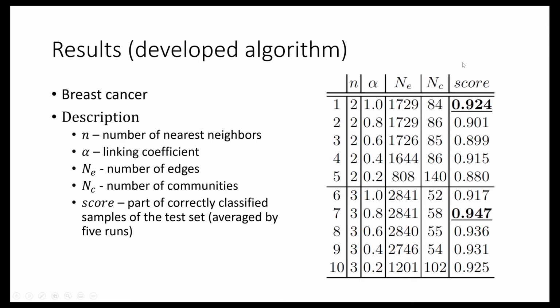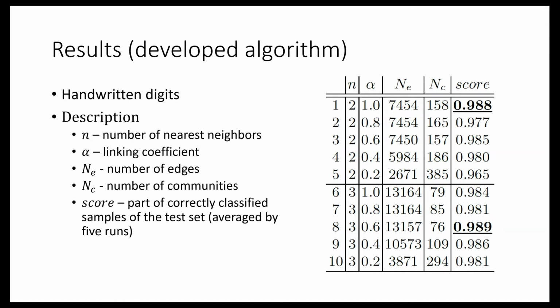As I noticed earlier, the breast cancer dataset is a binary classification problem, but here we see that the number of communities in the resulting nearest neighbor graph is much more than 2. For instance, 84, 140, 52, or something like this. And we have a score, which is the part of correctly classified samples, and the best result is 0.947. So approximately 95% of elements are classified correctly in the test set.